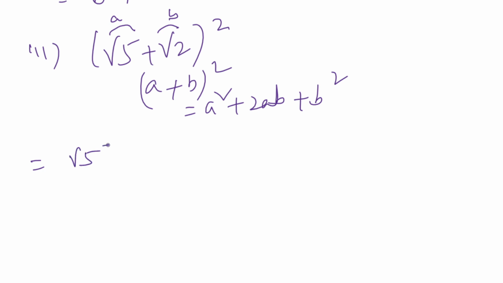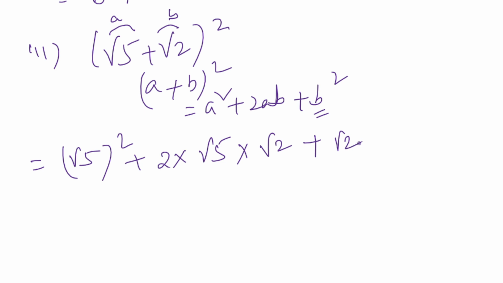Okay, so root 5 is my a, so a square, plus 2ab: 2 into, multiply sign here, a is root 5, multiply here, b is my root 2, so root 2, plus b square, b is again root 2, so root 2 I'll take square. So this is again 5, because root 5 square is 5. Root 5 into root 5 is 5, plus 2. I told you in the previous question that root 5 and root 2 multiplied you can combine, but plus or minus you cannot do, you have to keep it as it is. But multiply you can write.